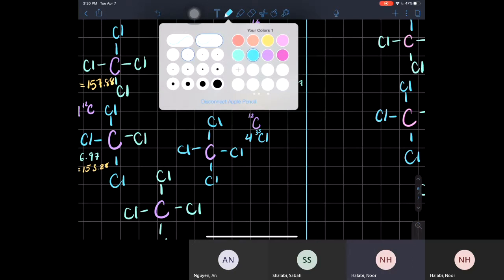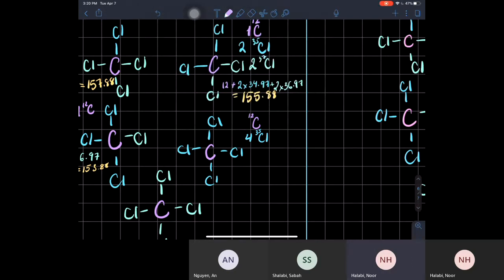So now when I'm doing the math, it'll be 12 plus 4 times 34.97. Because there's no more green ones, right? Because it's all blue now. Yes. So here we ended up with 151.88.